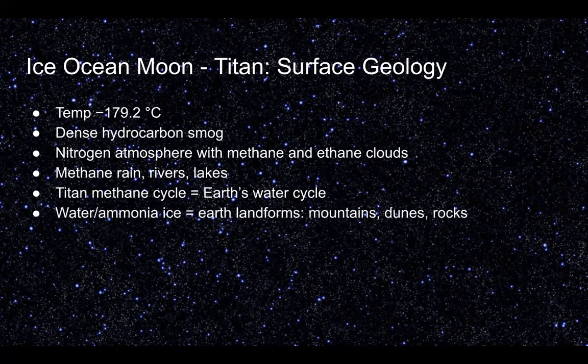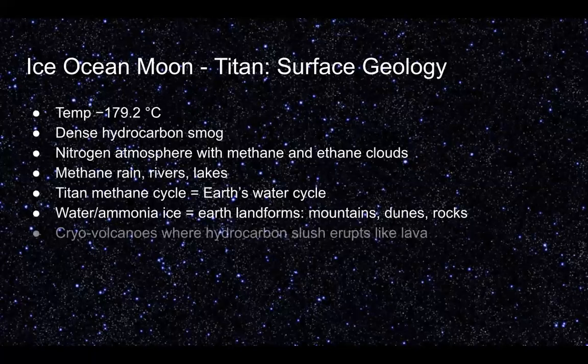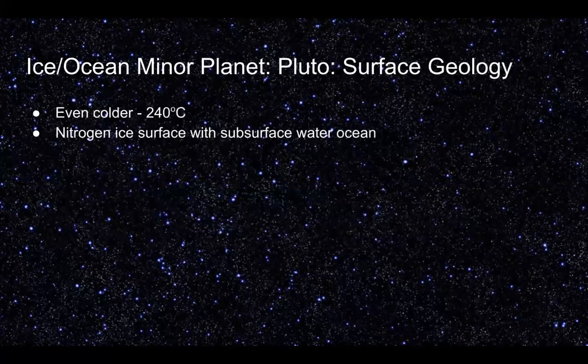Water ammonia ice on Titan is the landform that is composed of rocks on Earth, and so that's the equivalent. It forms mountains, dunes, and rocks. Cryovolcanoes erupt hydrocarbon slush like lava. So you have some similarities, but some exotic dissimilarities.